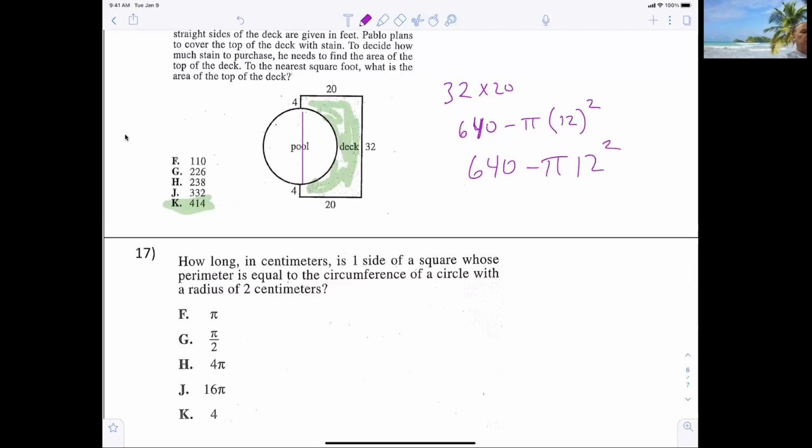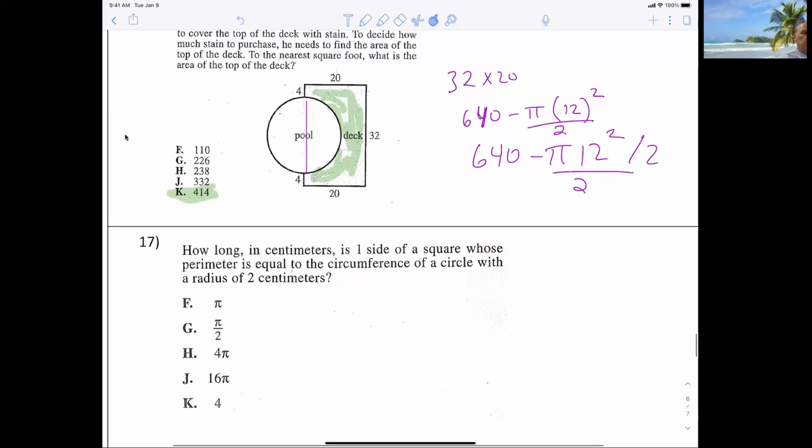Oh, that's my fault. I forgot to put the what? I forgot to put divided by 2, because we're only doing half. That's what the problem is. But your calculator will still do order of operations. Just type in 640 minus pi times 12 squared divided by 2. That should do it now. Is that now good? All right.